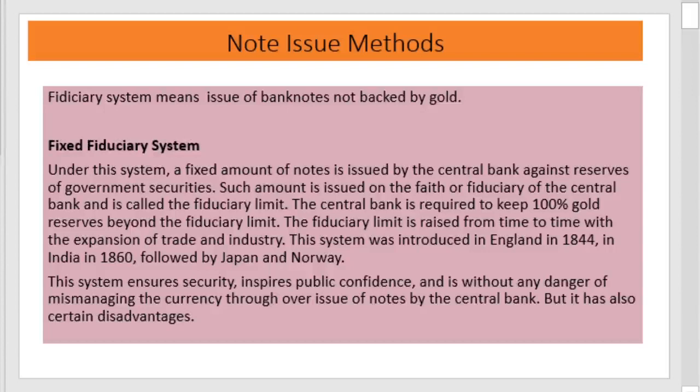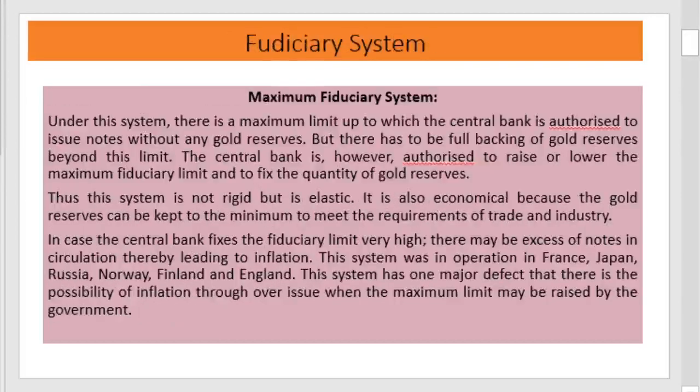That is, it is on the basis of the government securities. The second one is the maximum fiduciary system. Under this system, there is a maximum limit to which the central bank is authorized to issue notes without any gold reserve. But there has to be full backing of gold reserves beyond this limit. The central bank is, however, authorized to raise or lower the maximum fiduciary limit and fix the quantity of gold reserves also. Thus, this system is not rigid but elastic.